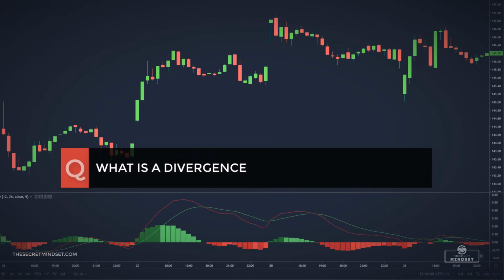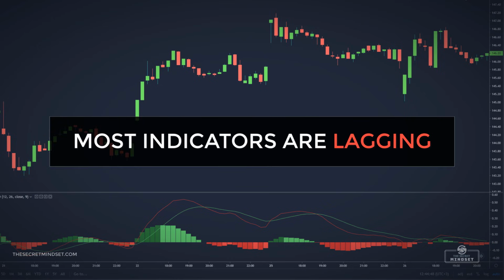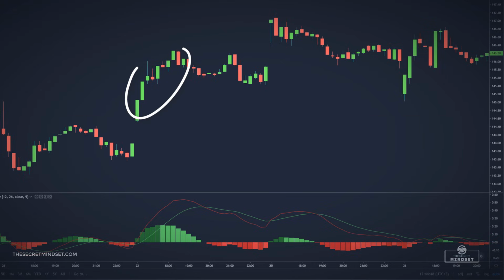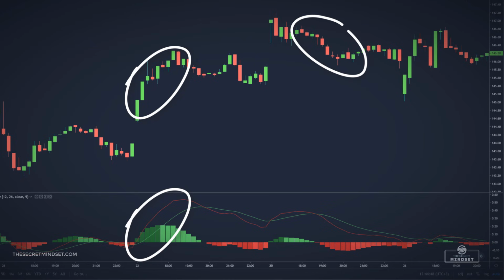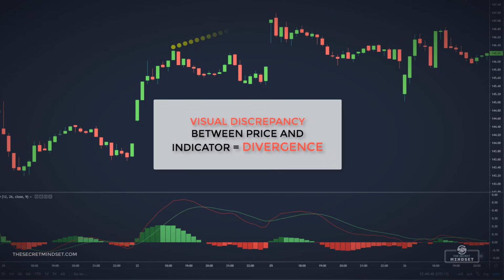So, what is a divergence? Almost all technical indicators track the evolution of price movement, meaning that they lag price. That's why most of the oscillators used in technical analysis are lagging indicators. When the price of a stock moves upward, the indicator also moves upward. When the price moves downward, the indicator also moves downward. But sometimes, however, a visual discrepancy is seen between the price and the indicator. This visual discrepancy is known as a non-confirmation and is called a divergence.